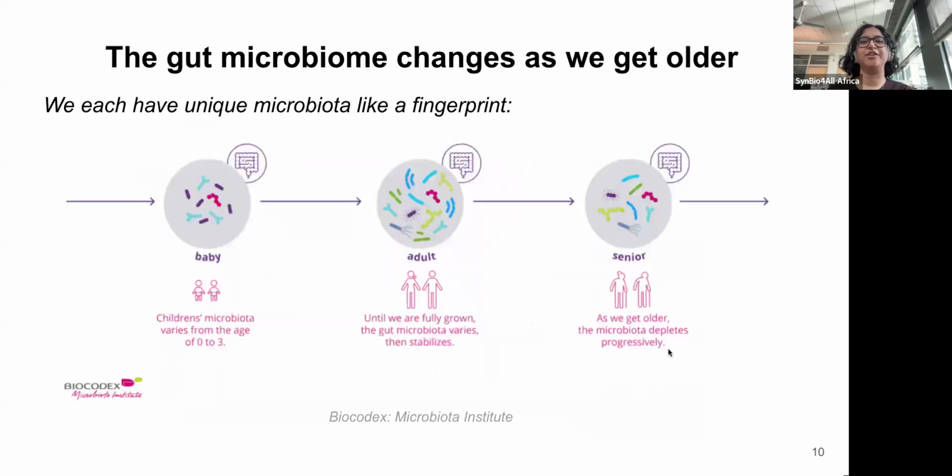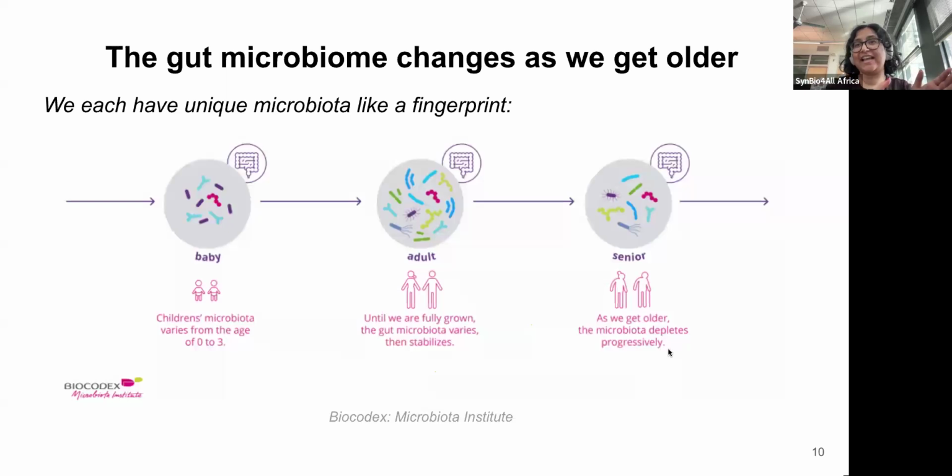The gut microbiome actually changes as we get older and grow up. Each one of us has a unique microbiota, kind of like a fingerprint. When you're born, you basically get the microbiome that your mom has delivered immediately to you. Your microbiota will then change very dramatically from the ages 0 to 3. It takes around 3 years for the gut microbiota to build up diversity and then stabilize. After that, when you're an adult, it's pretty stable, and during adulthood the members within the microbiome are pretty much the same.